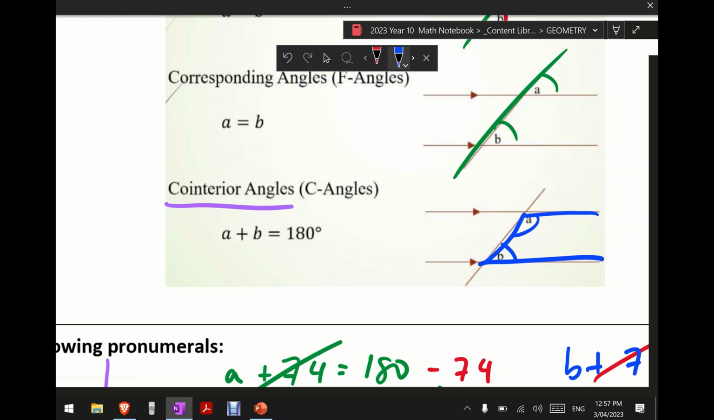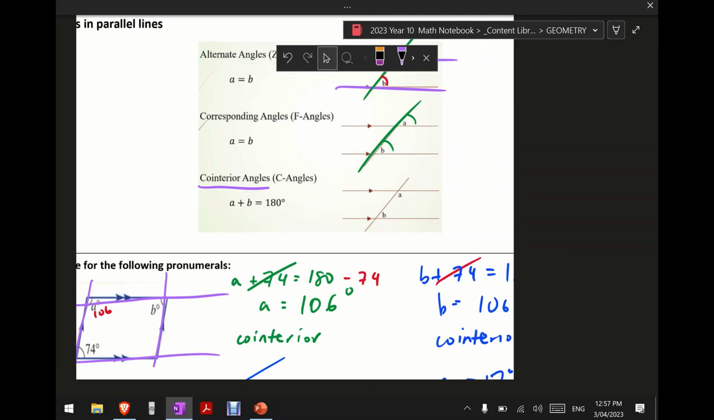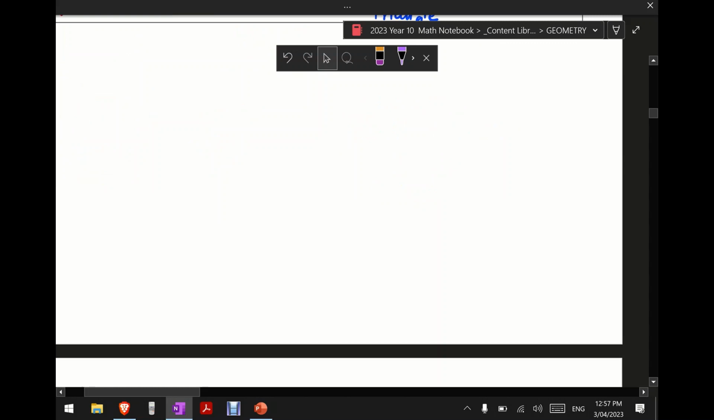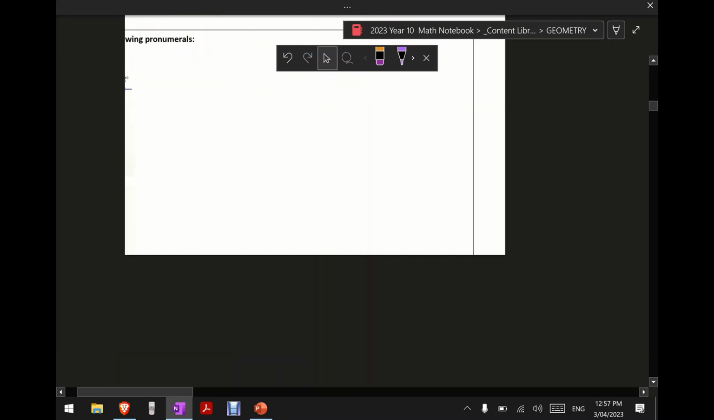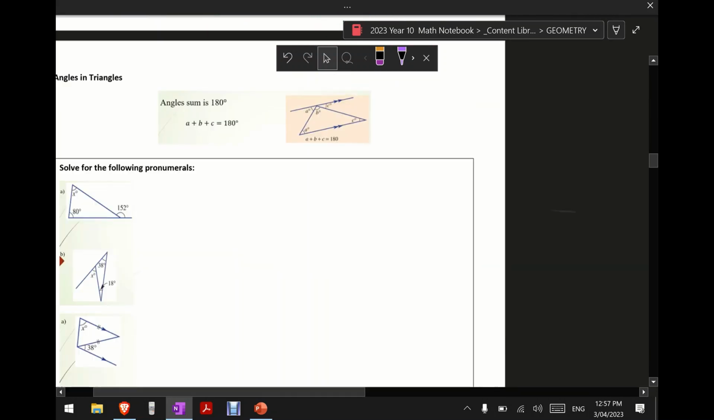But just listen here. You're talking about angles that equal 180. The reason why is if you look here, this angle plus this angle should equal 180. And that angle there and this angle are actually the same as well. So when you add them together, it should equal 180 degrees. That's co-interior. They always equal 180. We did some examples there, so let's look through some of these examples for now.